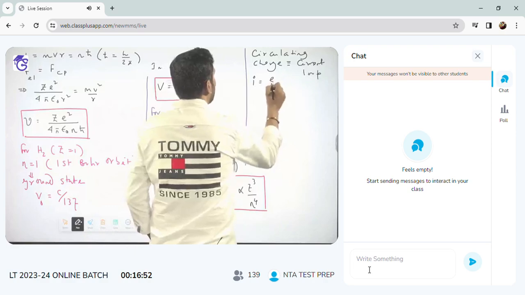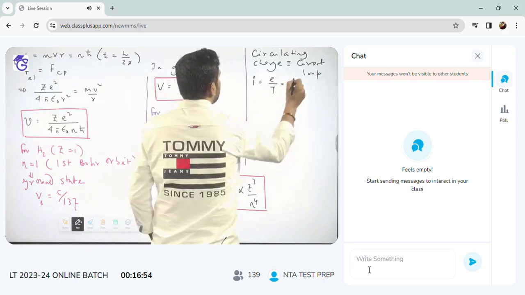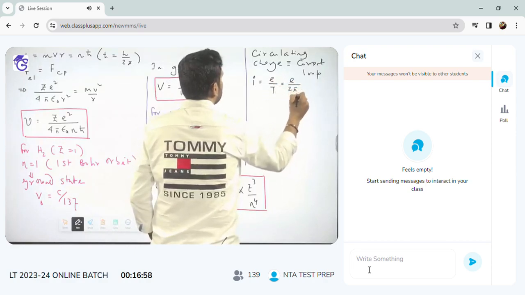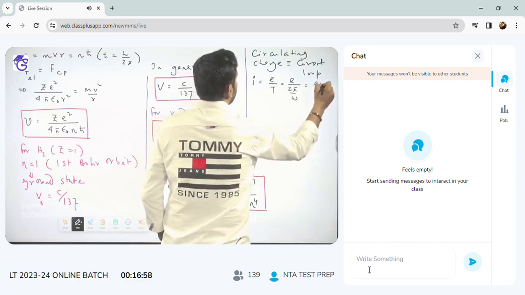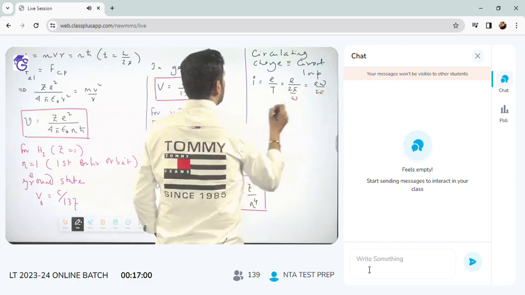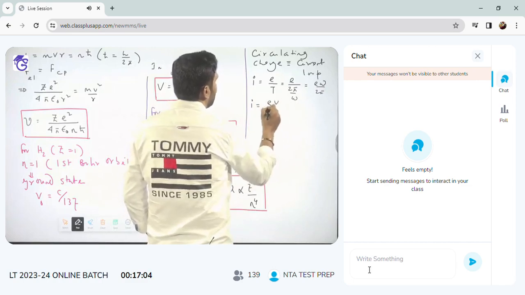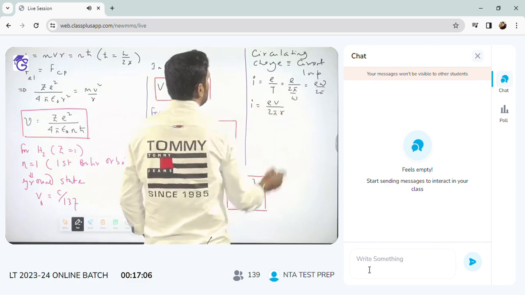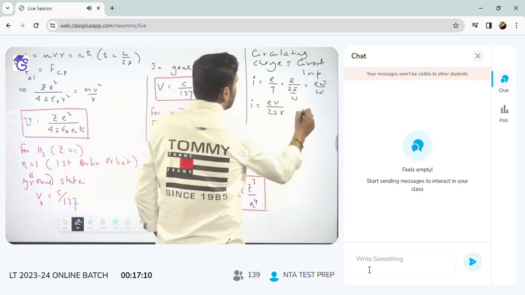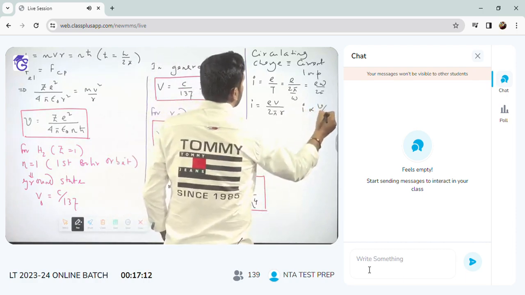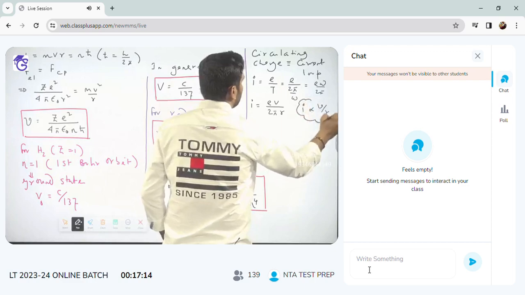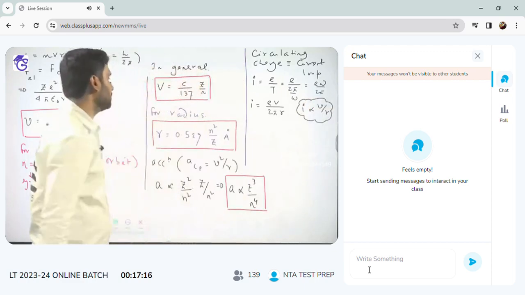I is equal to how much? I is equal to e by T. T is equal to how much? 2 pi by omega. So it becomes e omega by 2 pi. Further, omega is v by r, so it becomes ev by 2 pi r. So I can clearly see that I is proportional to v by r. I will use this equation now.